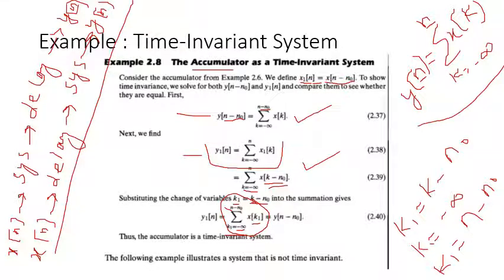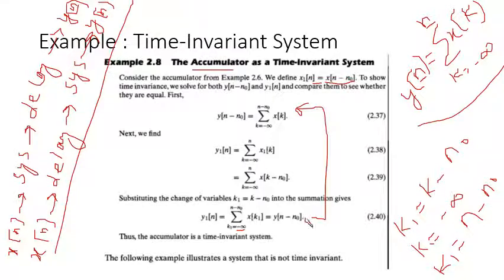If you see, this and this are both equal. This is the delay at the output, and this is the delay at the input. So all you need to do is delay the input, delay the output, and check whether the output is the same or not. Okay, let's move on to the next slide.